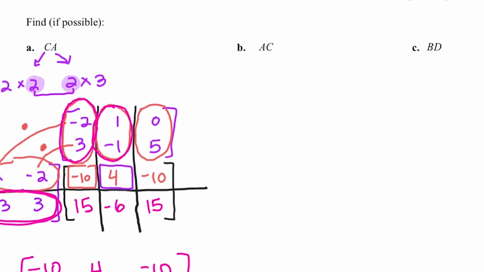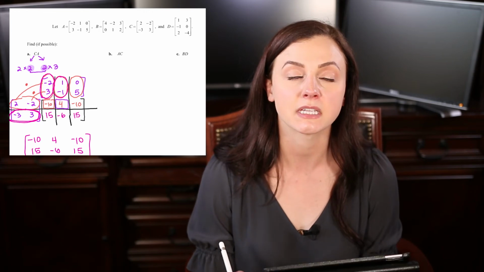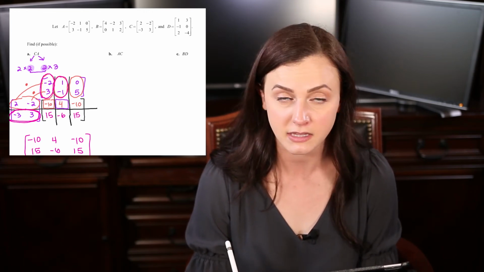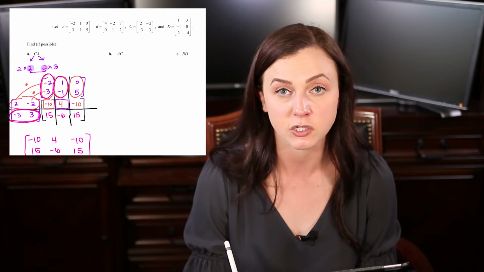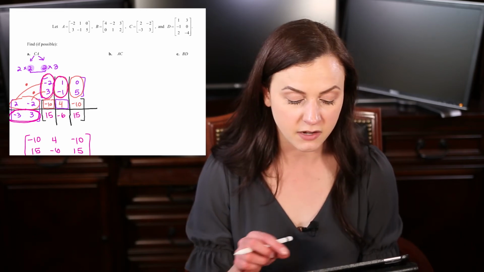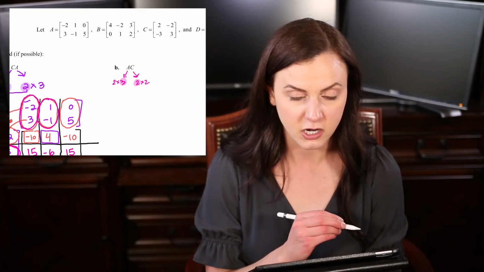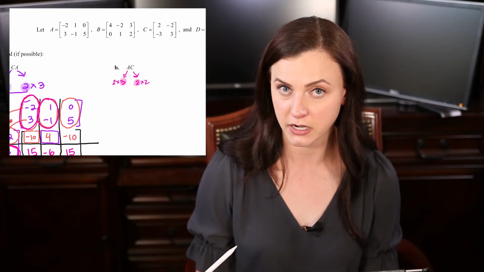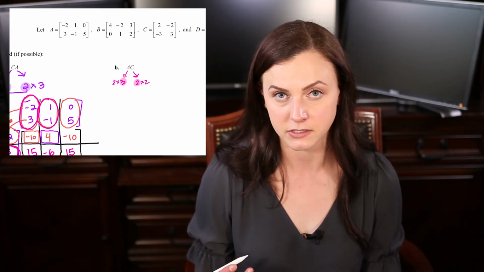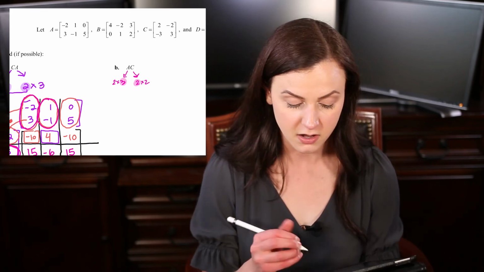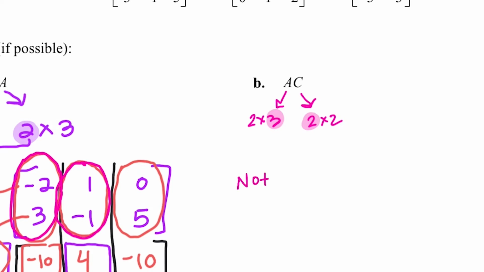If we go to A times C, remember matrix multiplication is not commutative. So that means you will not get the same answer as C times A, which is what we just did. This will be different. If we look at the sizes, matrix A is 2 by 3, matrix C is 2 by 2. And remember, these two numbers must be the same in order for you to multiply the matrices together. So on this one, when we go the opposite direction, A times C, it is not possible. So these two cannot be multiplied together. We would just put not possible.